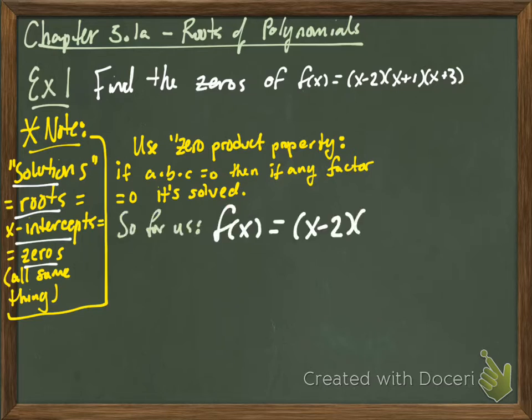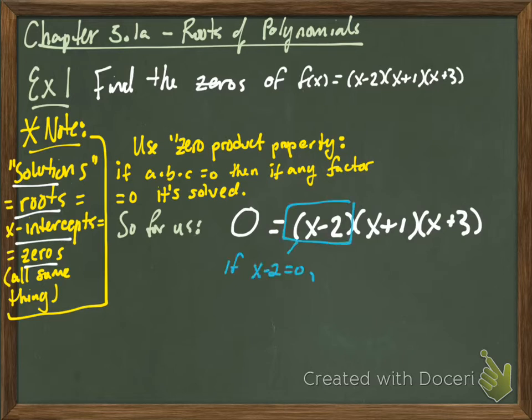So for us, we have this function. We're trying to find the zeros, or x-intercepts, so it's setting that function equal to 0. Now if any of those factors, so x minus 2 is a factor here, if I set that equal to 0, it's going to solve the whole problem. Doesn't matter what x plus 1 or x plus 3 works out to be. So I do that. I get x equals 2. If I plug a 2 in here, 2 minus 2 is 0, and it doesn't matter that this works out to be a 3 and a 5, because 0 times anything is going to be 0.